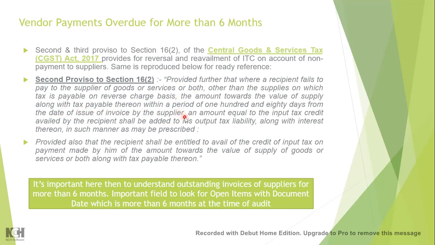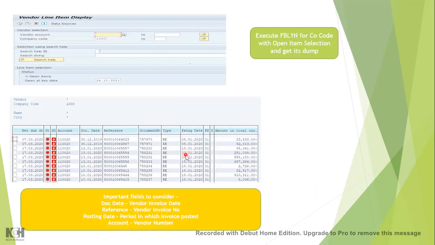One very important thing to see here is that it says within a period of 180 days from the date of issue of invoice by the supplier. The government is saying the date of issue of invoice. So whatever date the supplier has mentioned in his invoice, that date you need to consider to calculate this 6 months. So it's very important to get the outstanding invoices of suppliers which are due for more than 6 months. Let's see how to get that information.